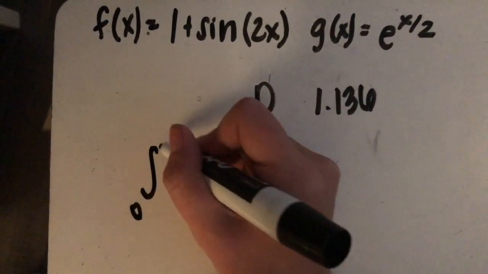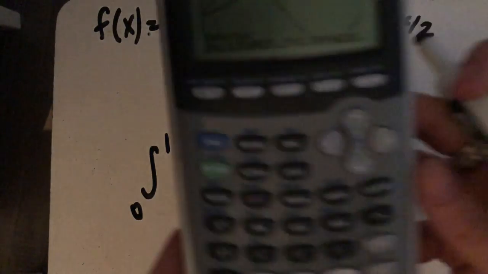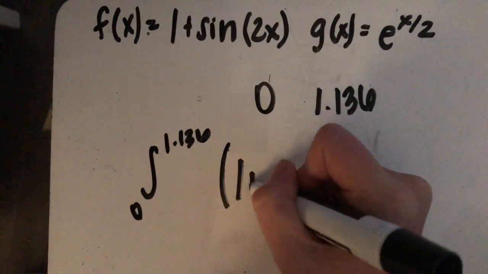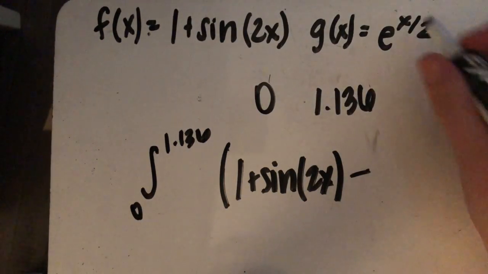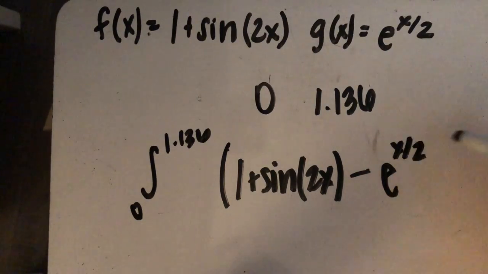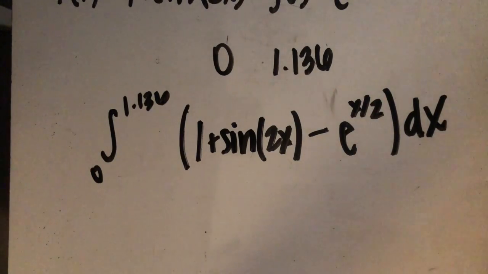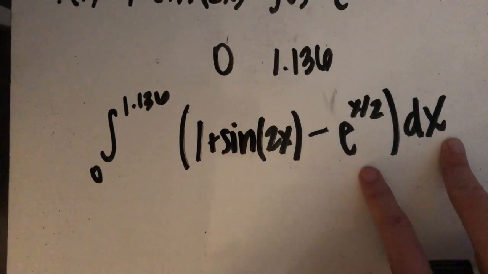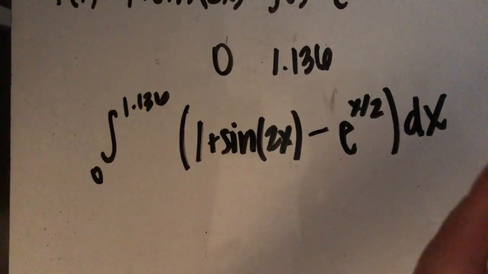So I've got from 0 to 1.136 of, I need to figure out which one is on the top. Looking at my picture, the curve is on the top, and that curve was my sine graph. So I have 1 plus the sine of 2x minus my other curve, which was e to the x over 2 dx. So if this was like an FRQ problem on the AP exam, you would be expected to write it out like this. You've got your bounds, you've got one minus the other, and you've got your dx, making sure that that's all set up correctly there. And then we can actually just do that in the calculator, which is awesome.